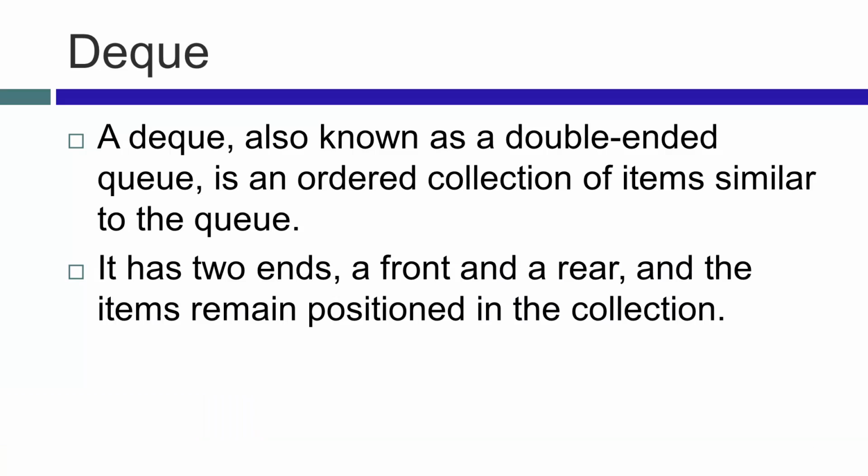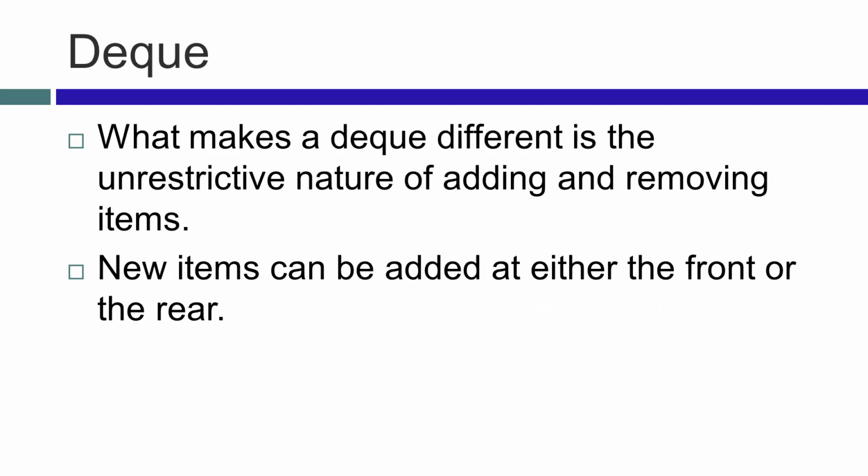A deque, also known as a double-ended queue, is an ordered collection of items similar to the queue. It has two ends, a front and a rear, and the items remain positioned in the collection. What makes a deque different is the unrestricted nature of adding and removing items. New items can be added at either the front or the rear, so that's a huge difference between a deque and a queue or a stack.